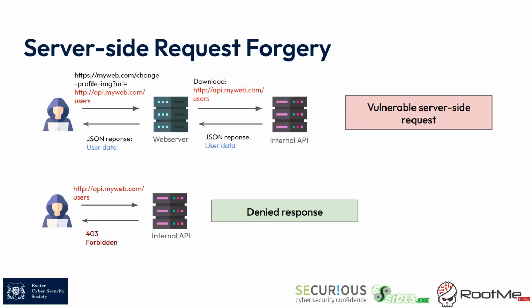So how is that different from making a request directly to the API? If the hacker tried to send a request to that API endpoint, what you would get would be a denied response, like a 403 Forbidden. But because the internal API is on a trusted network with the web server, it accepts that, essentially lets the HTTP request go through, and sends a response.